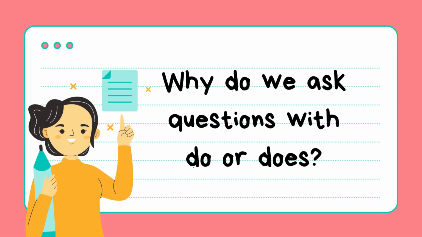First, let's cover why we ask questions with do or does. We use the words do or does to ask questions that don't have the verb to be in them or contain an auxiliary verb like will or could.